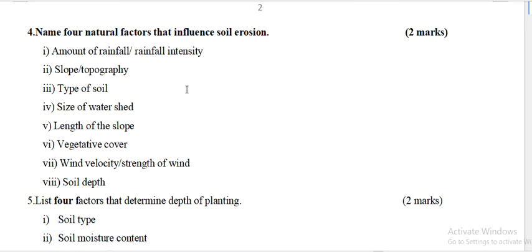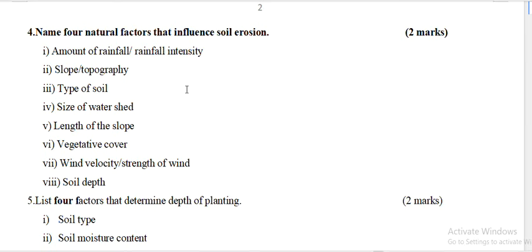Then slope or topography. It means the steeper the slope, the more the soil erosion, because on steeper slopes the soil is easily carried away by the water. Then type of soil. Sandy soil is easily eroded by water, while clay soil is not easily eroded by water. Then you have size of the watershed, the length of the slope. You can also have vegetative cover.